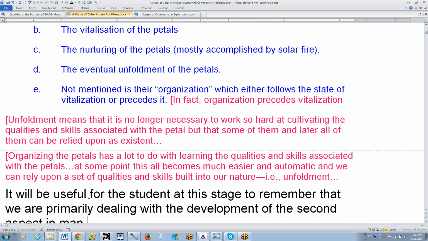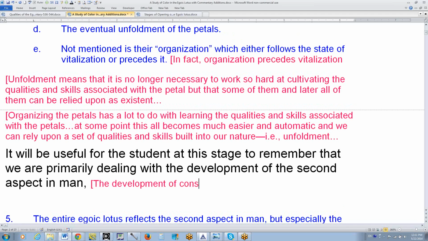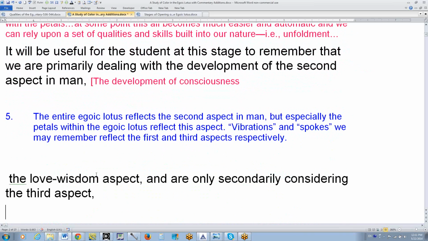It will be useful for the student at this stage to remember that we are primarily dealing with the development of the second aspect in man, the development of consciousness. So I say here the entire Egoic Lotus reflects the second aspect in man, but especially the petals within the Egoic Lotus reflect this aspect, not so much the jewel in the lotus and not so much the three members of the atomic triangle, though each one of those, and the jewel, has a type of consciousness associated with it. Vibrations and spokes, we may remember, reflect the first and third aspects respectively.